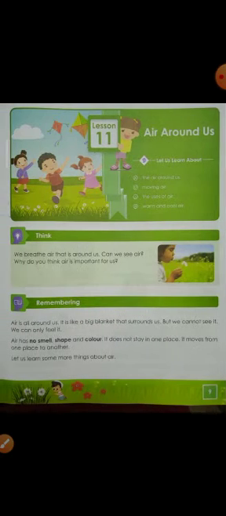Today in EVS, we are going to learn the last part of this chapter. That is chapter number 11, Air Around Us. Okay, kids? We have already completed page number 9, 10, 11. Today we are going to start with page number 12, which is the last page of this lesson. So come on, without wasting more time, let us begin.